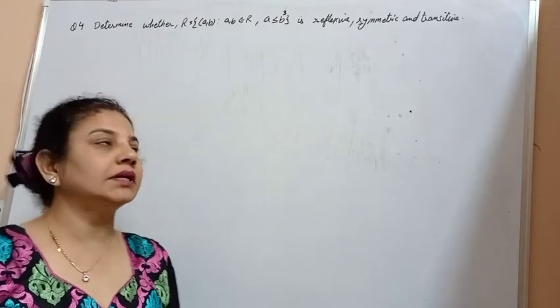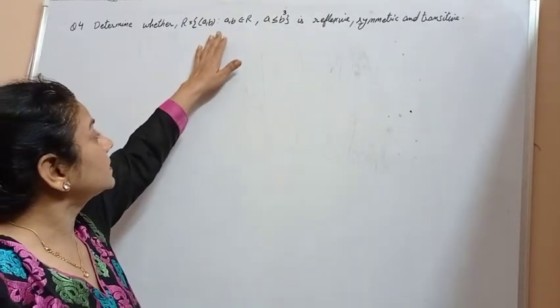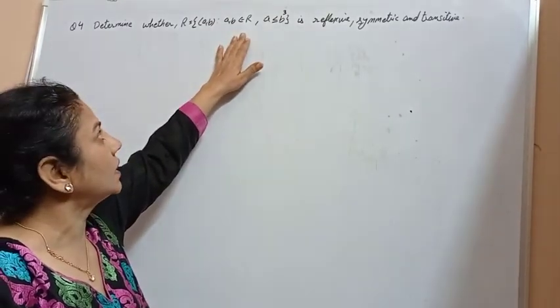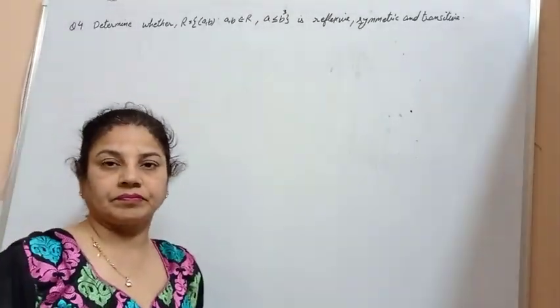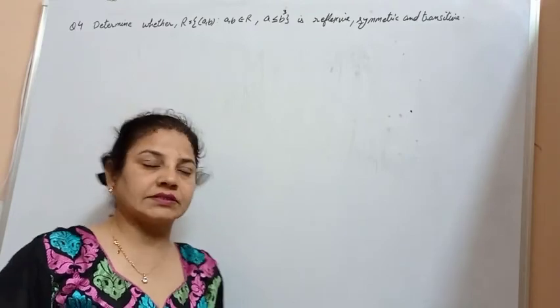Determine whether the relation R, (a, b) such that (a, b) belongs to relation R when a is less than or equal to b cubed, is reflexive, symmetric or transitive. Let us check for the reflexivity.